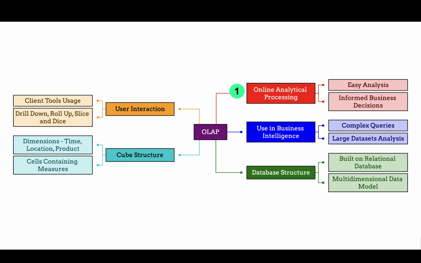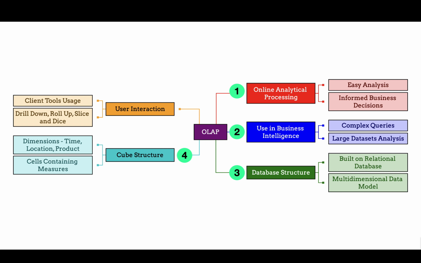1. OLAP, or Online Analytical Processing, is a powerful technology that allows users to easily analyze large, complex data sets and make informed business decisions. 2. It is commonly used in business intelligence and decision support systems to support complex queries and analysis on large datasets. 3. OLAP databases are typically built on top of a relational database and use a multidimensional data model, which organizes data into a cube structure.